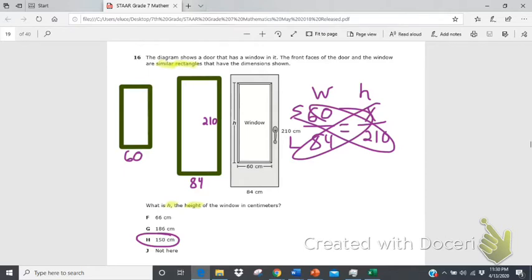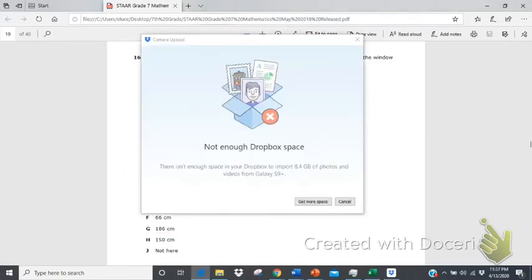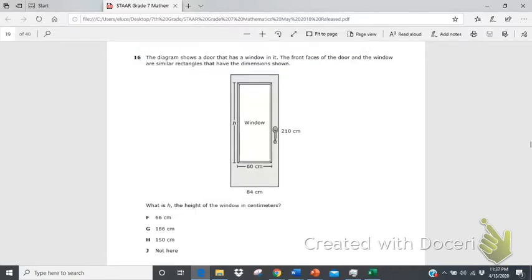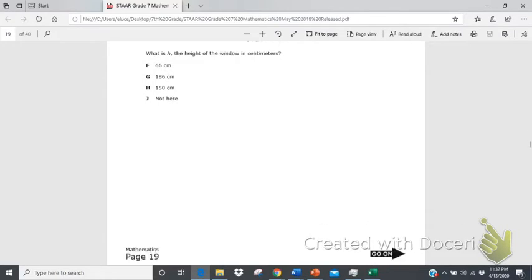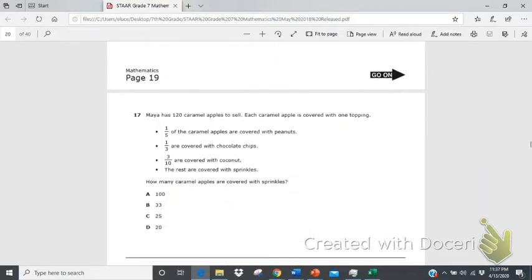All right, so now moving on. Well, unfortunately, there's not enough room. Oh, chucks. All right, so moving on to the next question, number 17.